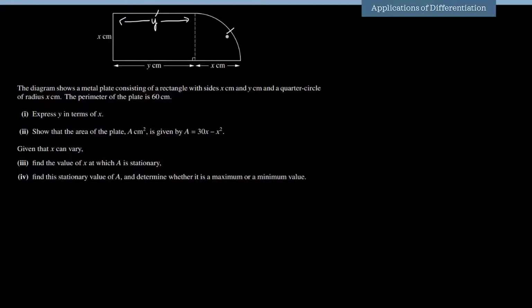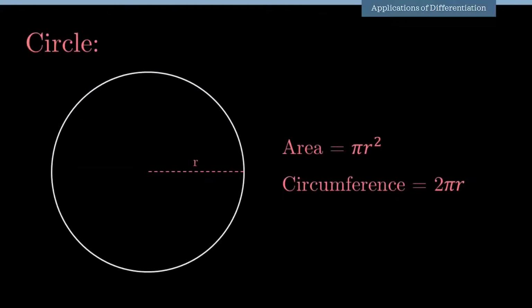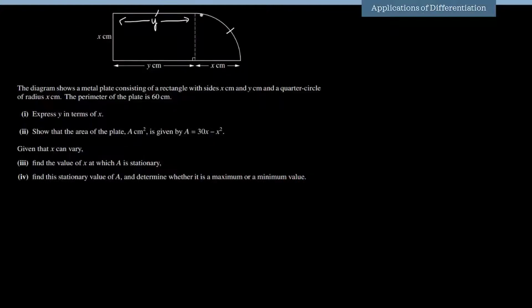And for this side, we know that the circumference of a circle is 2 pi r. So for this side, the circumference would be 2 pi r divided by 4. The radius is given to be x, so it would be 2 pi times x divided by 4. 2 divided by 4 is 1 upon 2. So this is pi x divided by 2. Now I can add all these sides.